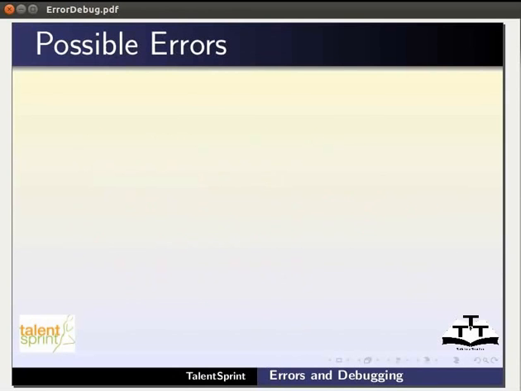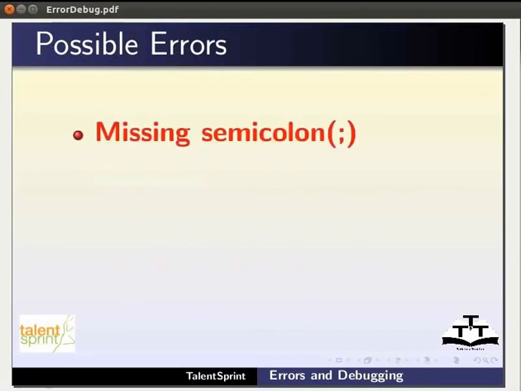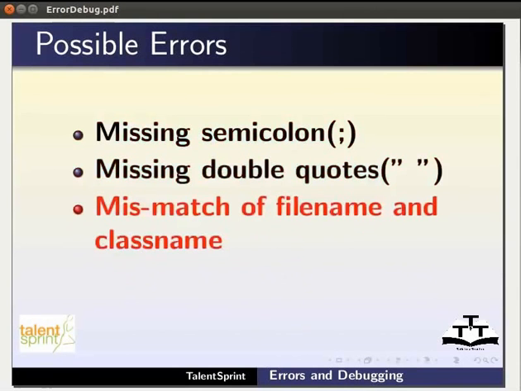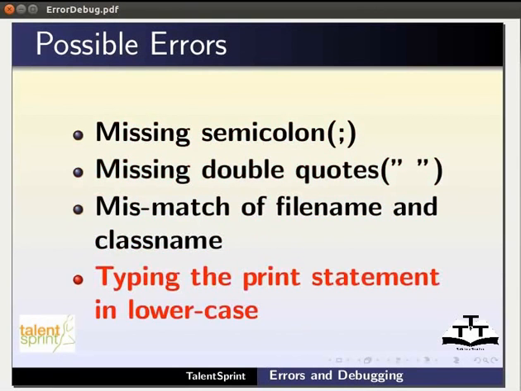In a simple Java program, the typical errors could be a missing semicolon, missing double quotes around the message, mismatch of file name and class name, and typing the print statement in lowercase. We shall write a program and then make each of these errors and see what happens in Eclipse.